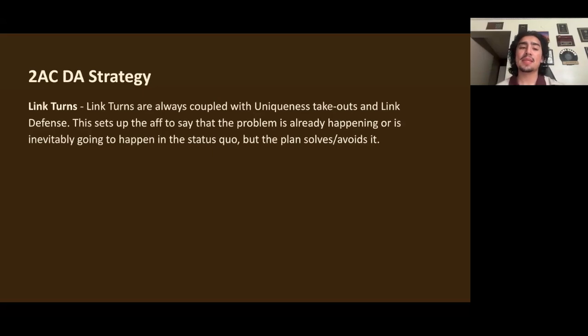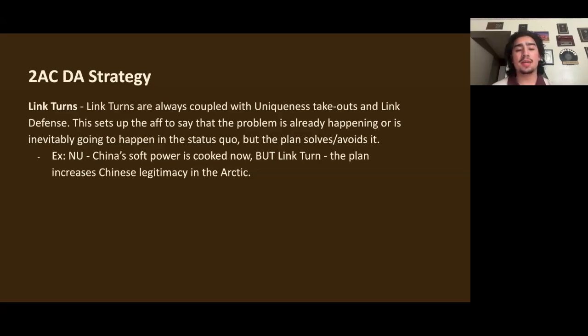Let's talk about why. Here are some different strategies you can take in a 2AC disad speech. The most common approach is a link turn. Link turns are always coupled with uniqueness takeouts and link defense. This sets up the affirmative to say that the problem is already happening, or is inevitably going to happen in the status quo, but the plan solves and avoids it. So, an example would be non-unique.